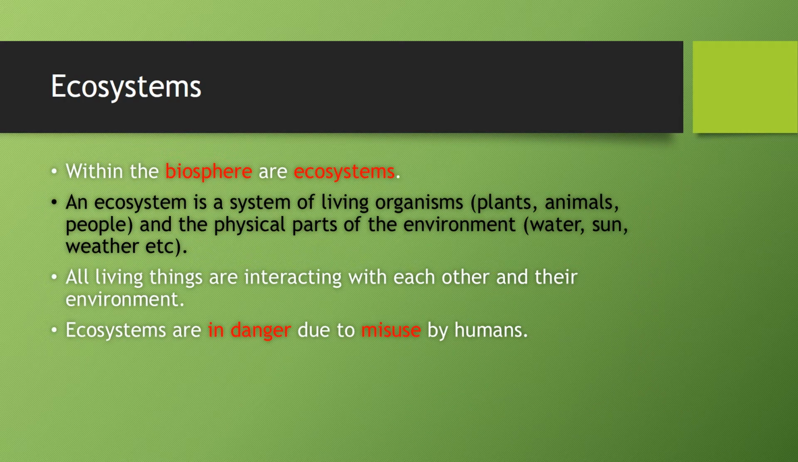Within our biospheres are ecosystems, and you've probably heard this word before, but ecosystems are systems of living organisms, so that includes plants and animals and people, as well as all the physical parts of the environment, such as the water and the sun, weather and climate. So all living things interact with each other in their environments, and that's what we're talking about with ecosystems. And they're in danger of being destroyed due to misuse by humans.